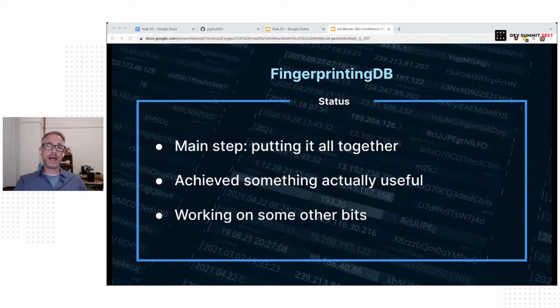So right now, the status of this little project is that I have put it all together. And I think that in doing that, I've achieved something actually useful. And I'm working on some other bits, which I'll talk about in a sec. But I think for me, it was really surprising to see some of the results. What I did was I took a top 10K list for the initial run, and then a bit later I played around with some other lists.